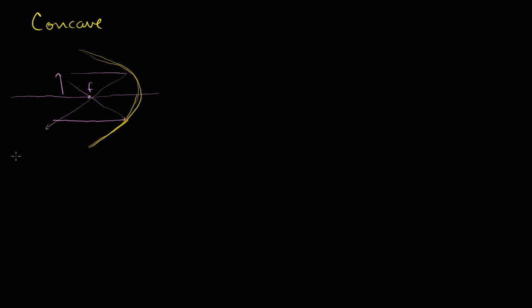What I want to do in this video is a quick example of using a convex parabolic mirror. So let's do a convex parabolic mirror. And here we care about the other side of the mirror. We care about the side that's kind of the outside of the bowl, if you want to view the parabolic mirror as a bowl. So let's think about that a little bit.